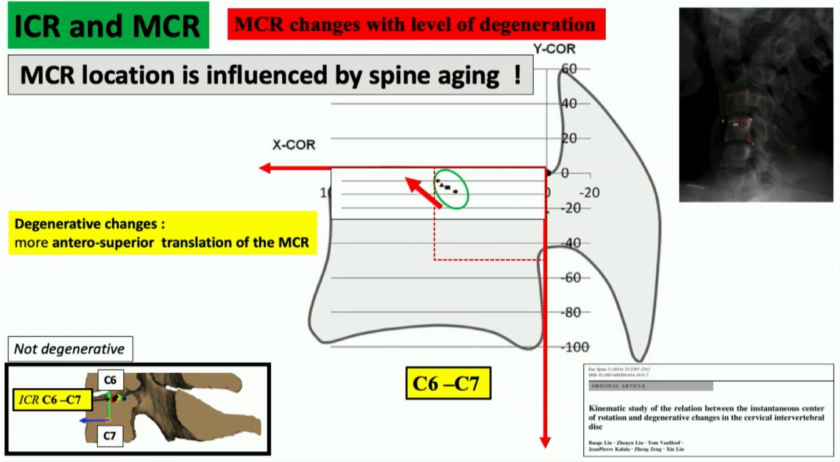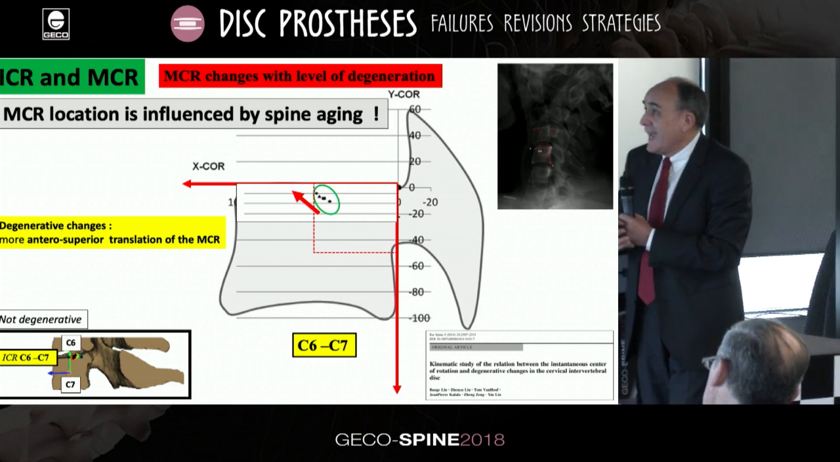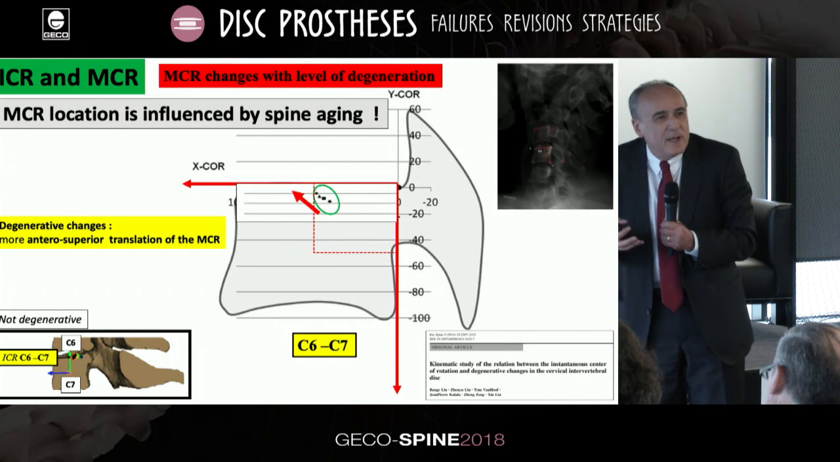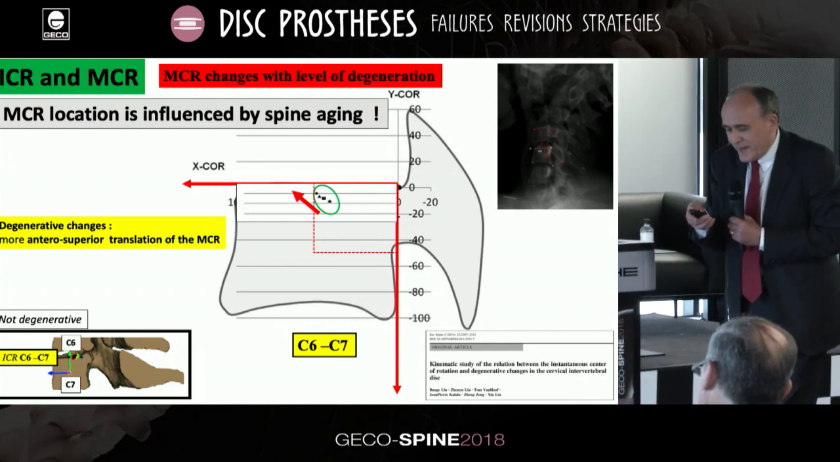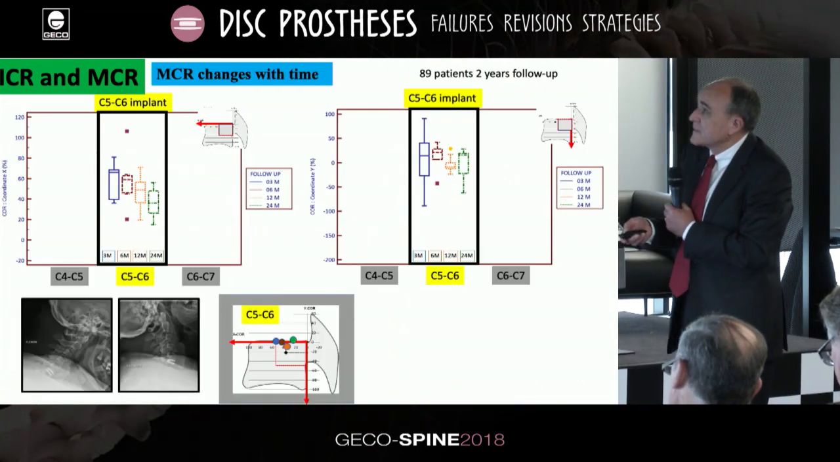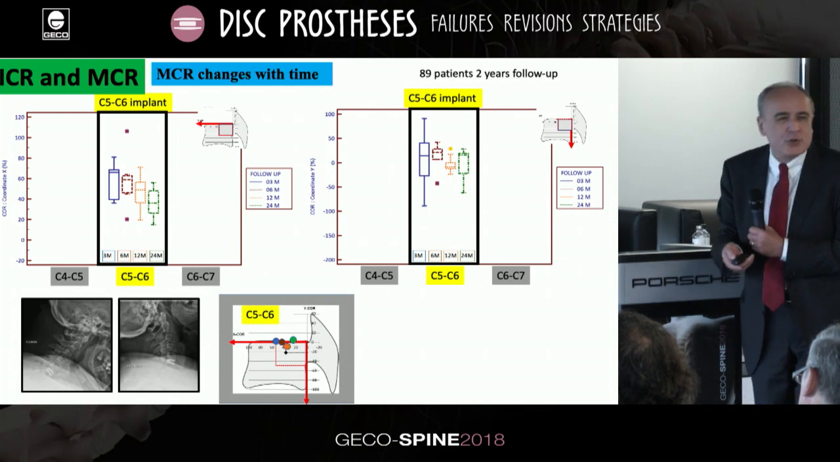We have perhaps to solve this problem with one prosthesis, with different adjustment of the center of rotation according to the level. And in addition, our patients are not young and sexy. They also have degeneration of the facet, previous degeneration. So it is also interesting to look at the evolution of the center of rotation.